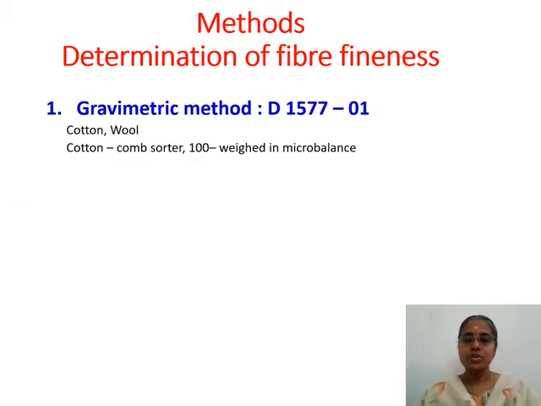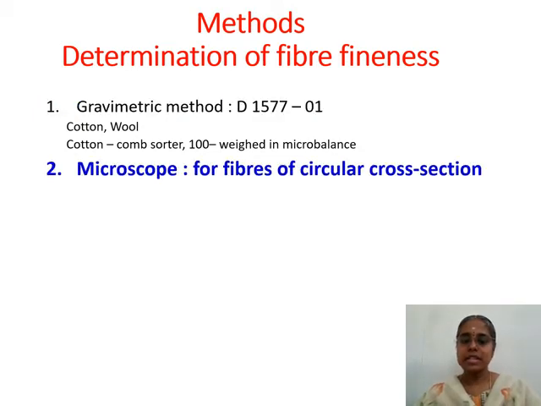Next, let us go on to the various methods of determining fiber fineness. The basic and simple method is gravimetric method, and the standard is ASTM D1577-01. This is used for cotton and wool, and you take 100 fibers, cut them to a specific length and weigh them using a micro balance. So that is gravimetric method. Next is the microscopic method.